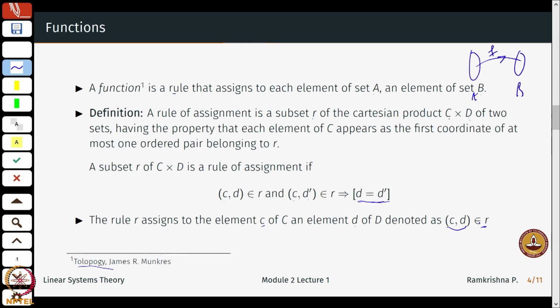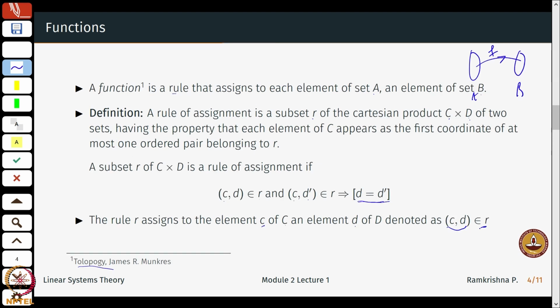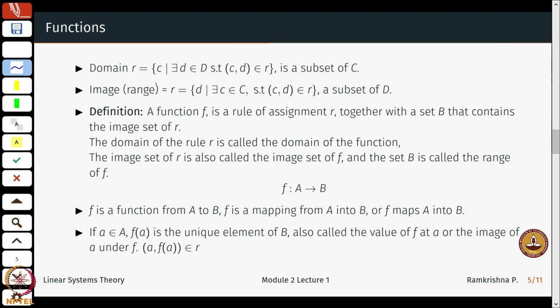So then things you would have heard of, right. What is the domain of a function, and what is the range. So the domain of this rule R is the set of all c's such that there exists a d such that this pair (c, d) is associated to this rule R. Okay, so this is typically a subset of C. It could be the entire set C also.